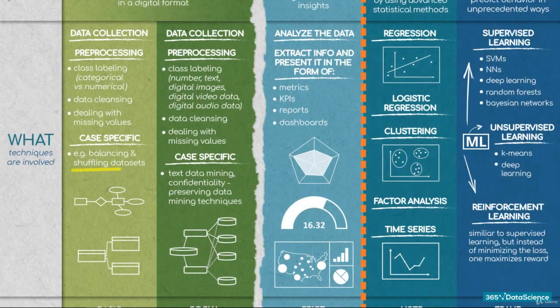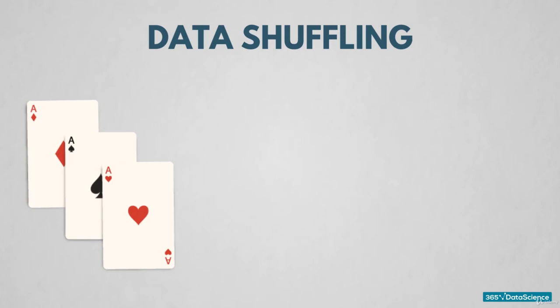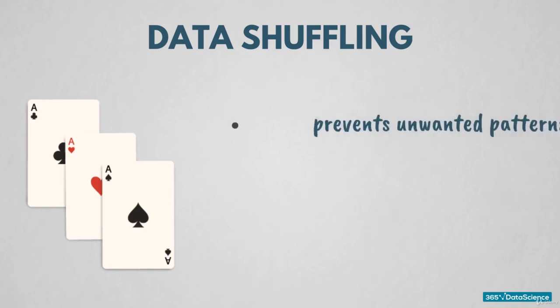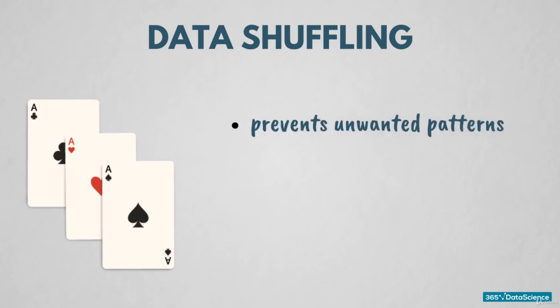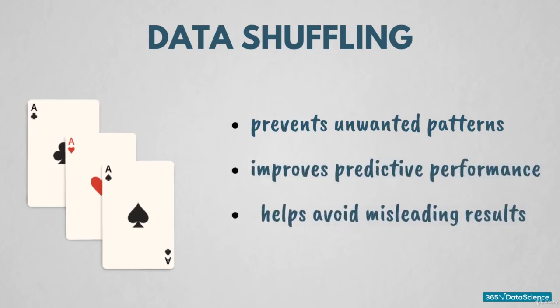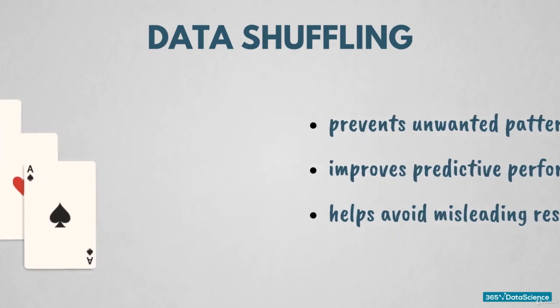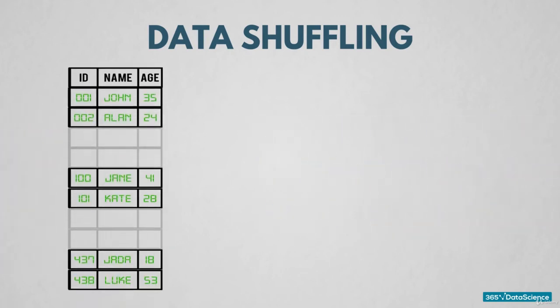Another common approach is data shuffling. Shuffling the observations from your dataset is just like shuffling a deck of cards. It will ensure that your dataset is free from unwanted patterns caused by problematic data collection. Data shuffling is a technique which improves predictive performance and helps avoid misleading results. But how does it avoid delusive results? Well, it is a detailed process, but in a nutshell, shuffling is a way to randomize data.